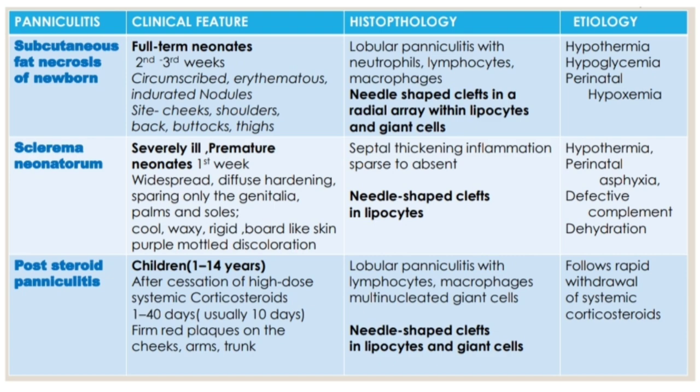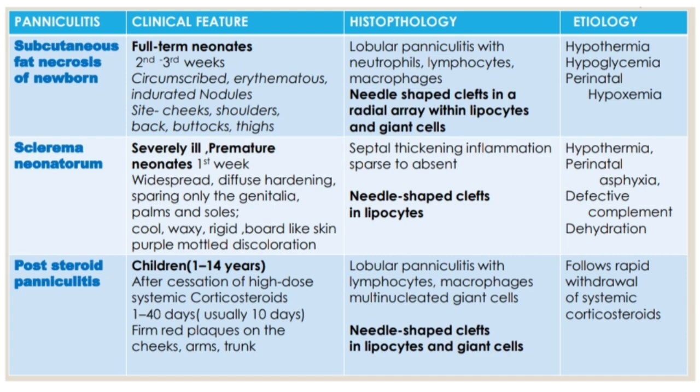The basic etiology of subcutaneous fat necrosis of the newborn and scleroderma neonatorum is the constitution of the neonatal fat, which is high in saturated fatty acid and low in polyunsaturated fatty acid. Because of that, when the temperature lowers, it solidifies easily, leading to necrosis of the adipocyte and subsequent inflammation. So the etiology lies in hypothermia, hypoglycemia, and perinatal hypoxia in the case of subcutaneous fat necrosis of the newborn.